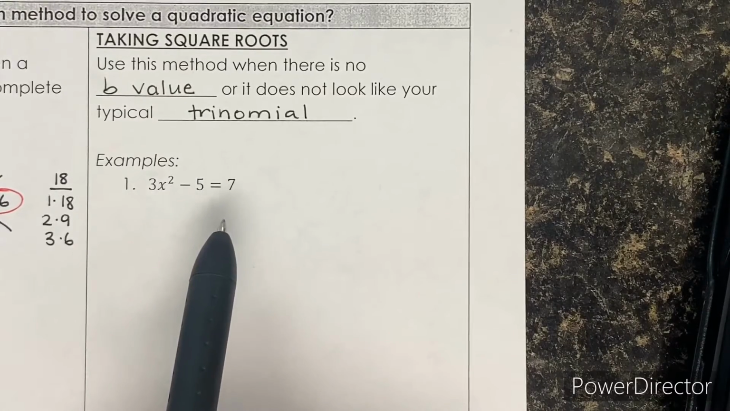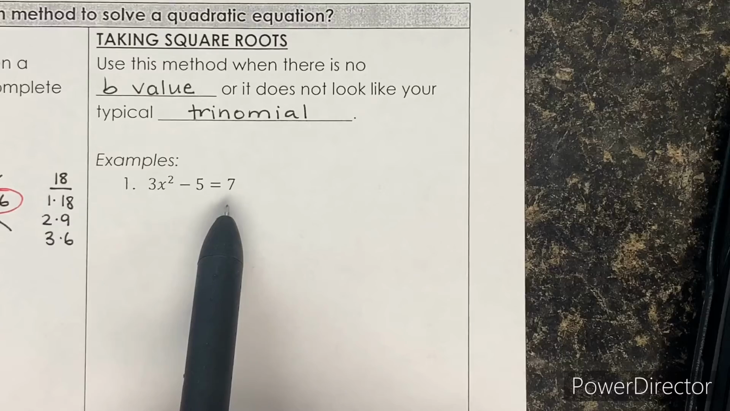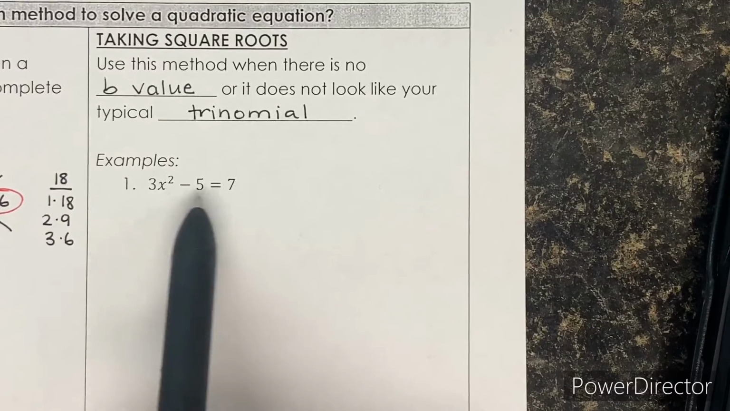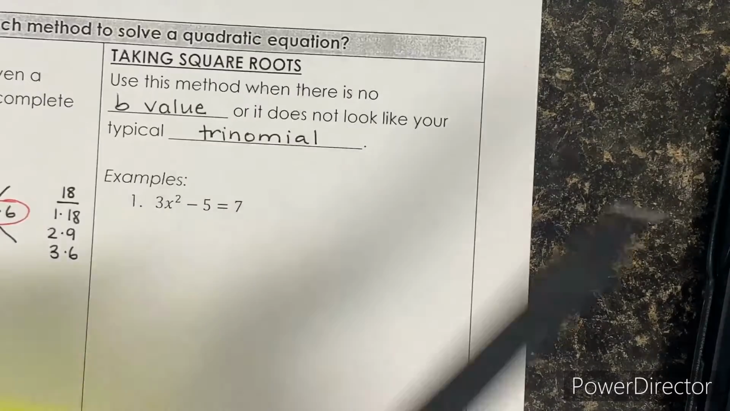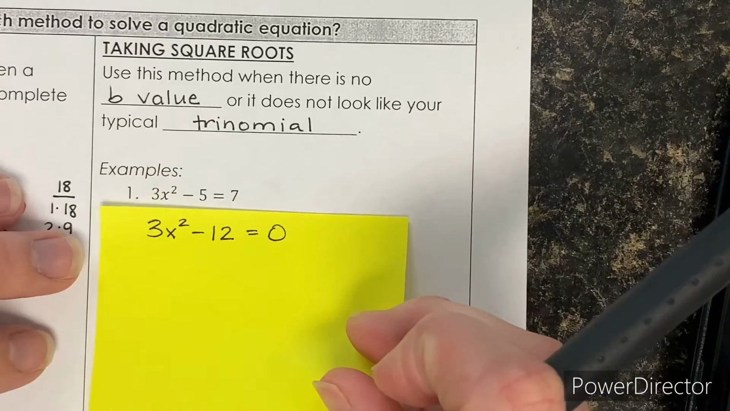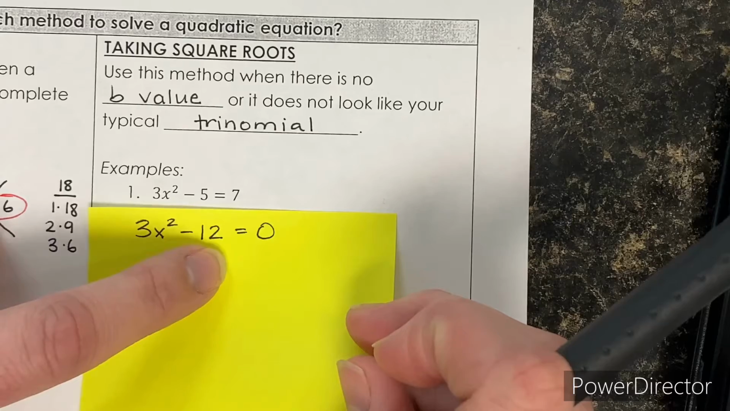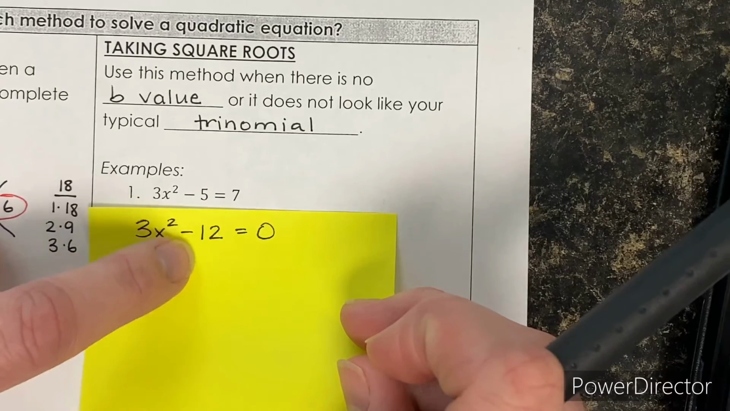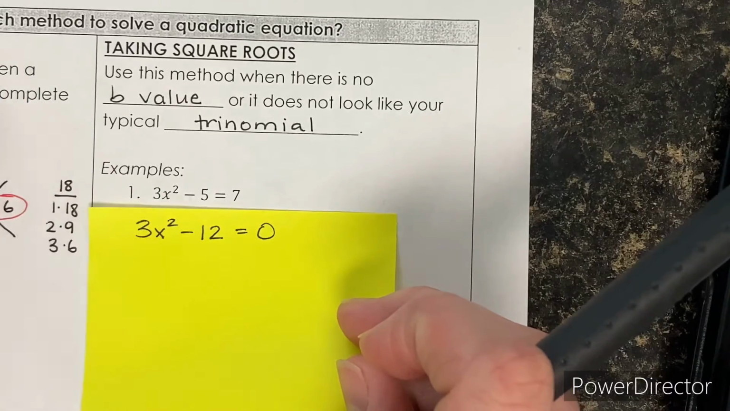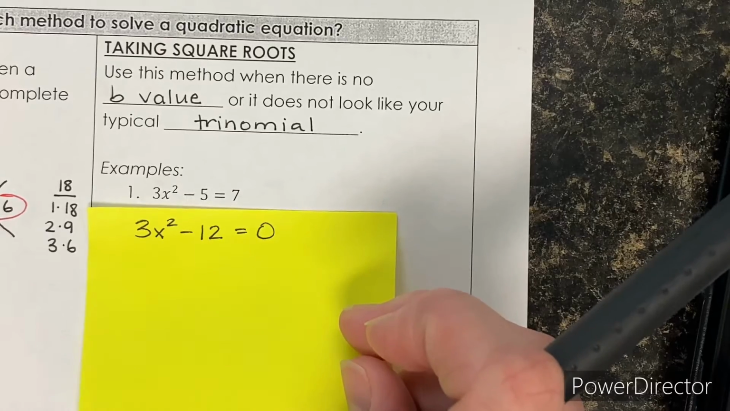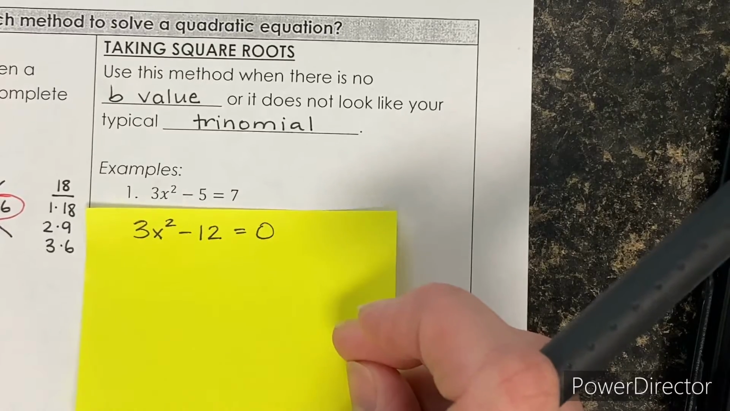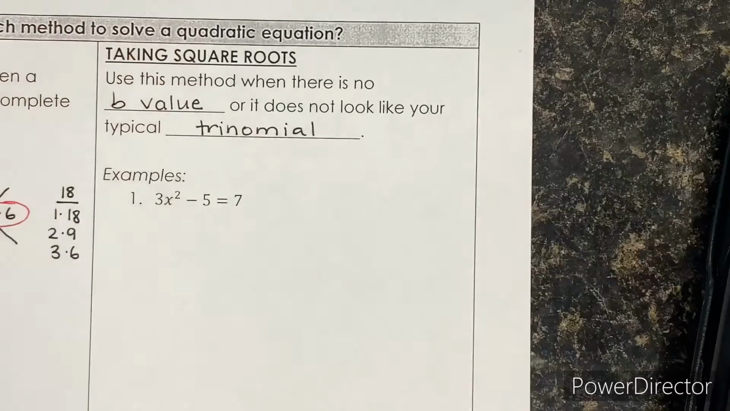Now, if you forget about that no b value thing, your first move is probably going to be to subtract 7 and get the 7 over here. Well, when you do that, this is what you end up with: 3x squared minus 12 equals 0. But that b value, the one with the x, is missing. And so factoring is not the fastest way to solve this particular problem.